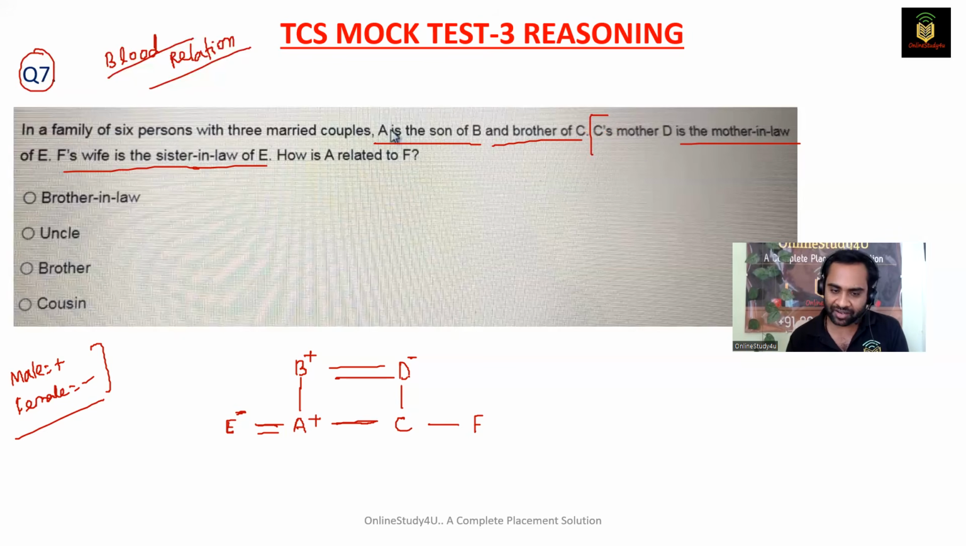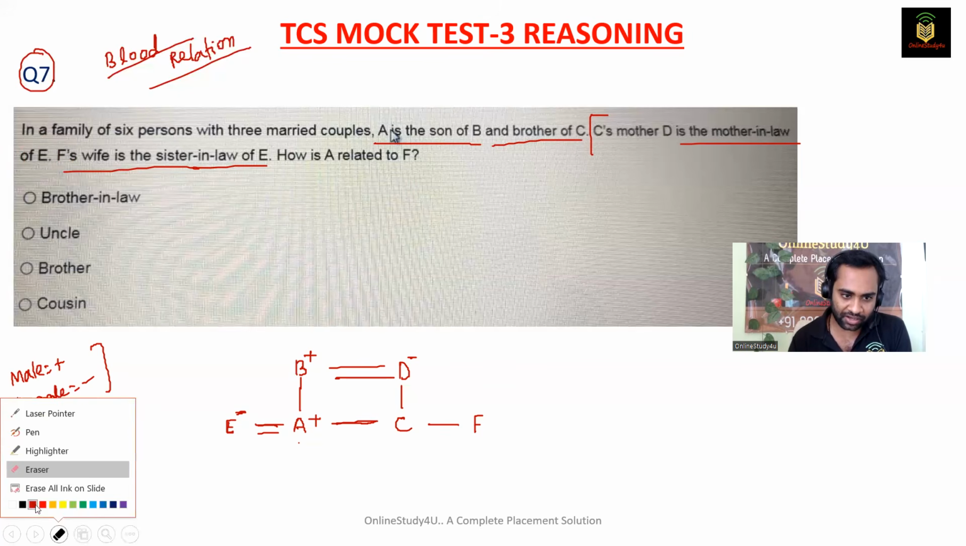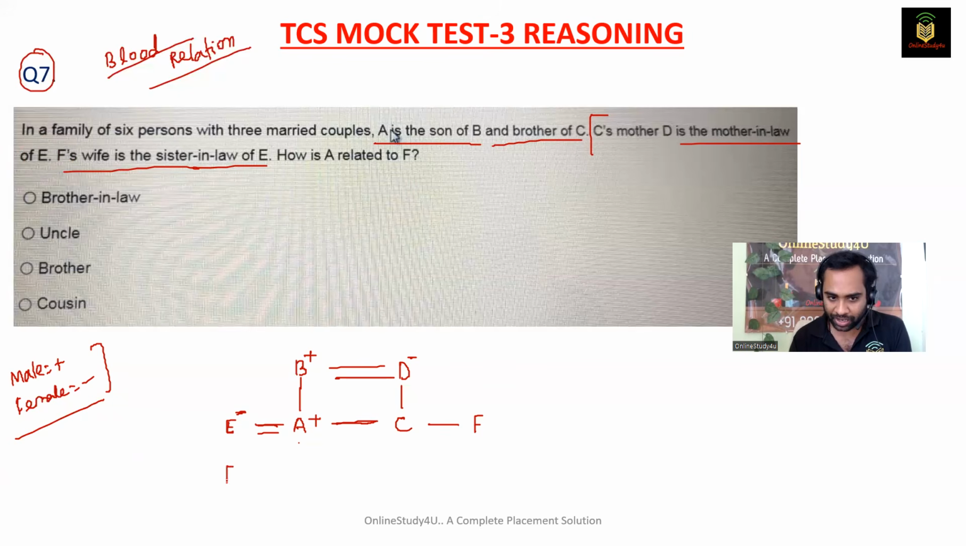Okay, so definitely D cannot be the mother-in-law of A and C, because A and C are either son or daughter. So definitely D will be the mother-in-law of E or F. That is clear now. So now what options do I have? Either I can put F here or I can put E here. This is the only option I have. Tell me if you agree.